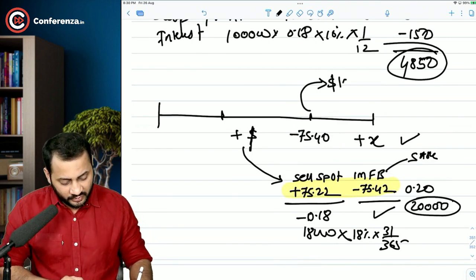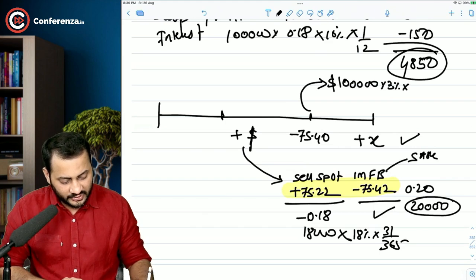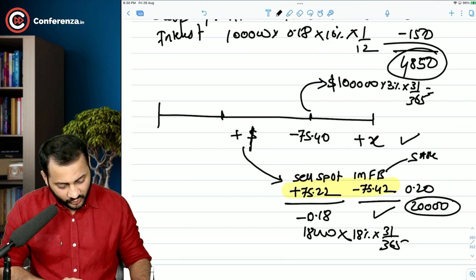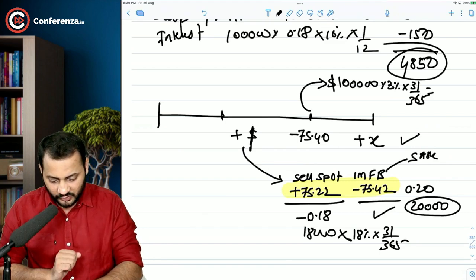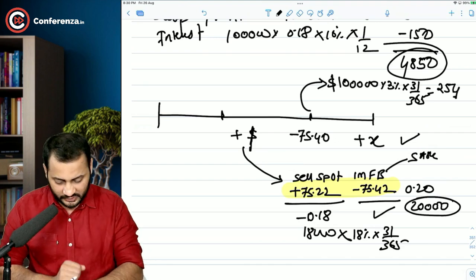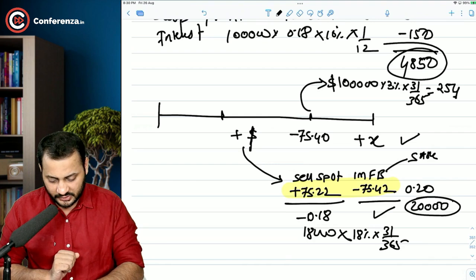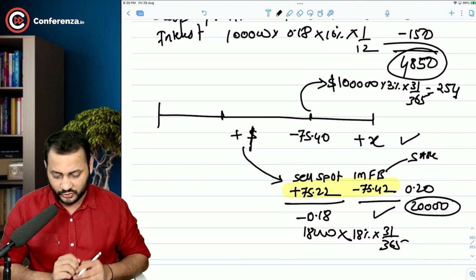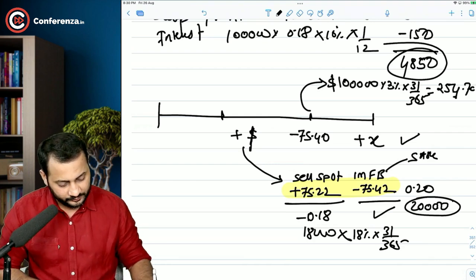And he could have earned, understand, on 1 lakh dollar, 3% for 1 month. So what would have been the interest? 1 lakh into 3% into 31 divided by 365 comes to 254.79.